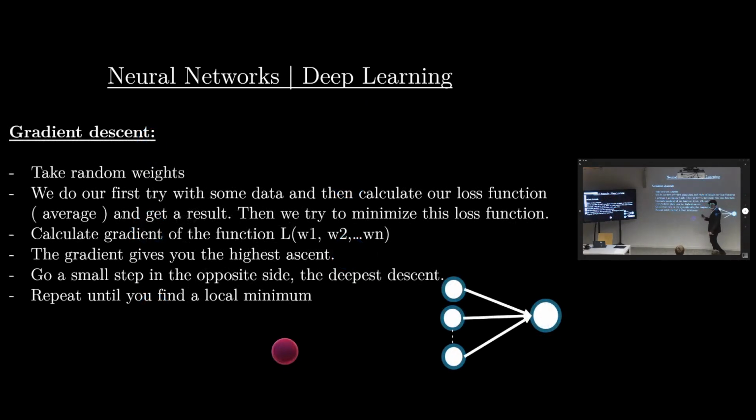Let's move to, I would say, the most important algorithm in neural networks, which is called gradient descent. So what does gradient descent do? Take random weights at the beginning. We do our first try with some data, calculate our loss function, and get a result. Then we try to minimize this loss function. Calculate the gradient of the function L with respect to W1 to Wn. The gradient gives you the direction of highest ascent. Go a small step in the opposite direction, and it gives you the steepest descent. Repeat this until you find a local minimum.